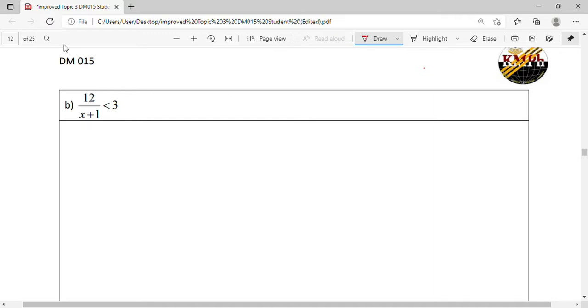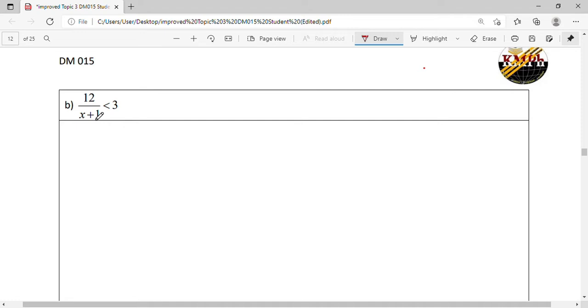Page 12. Okay, question B. 12 over x plus 1 less than 3. So we know that this is a ratio inequality. Why? Because there is a fraction here and also the inequality sign. So how to solve this ratio inequality?